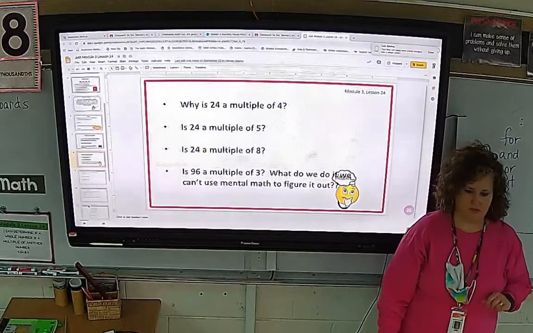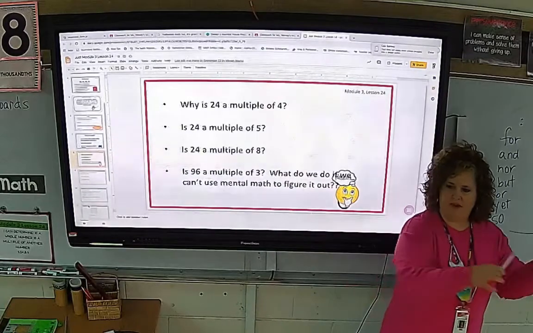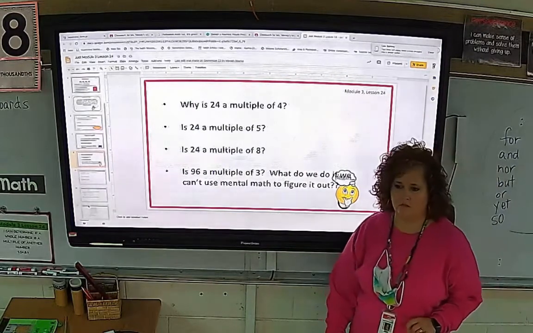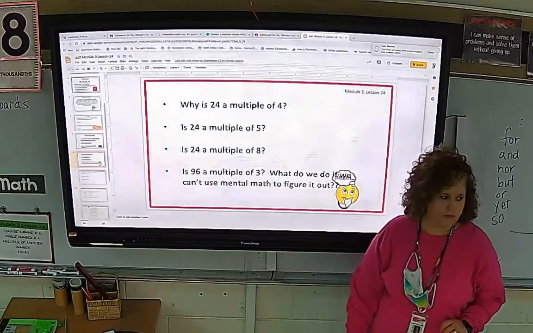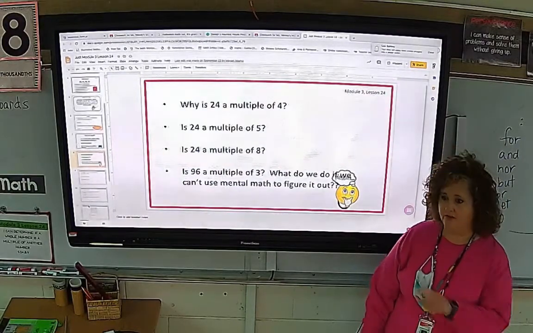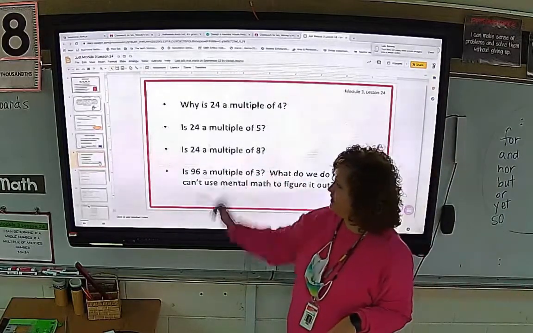Okay, here we go. Here's another question. Is 24 a multiple of 5? When I skip count by 5s, am I going to land on 24? Will, you're over there going, mm-mm. Why are you shaking your head now? Because if it's a multiple of 5, it ends in a 5 or a 0. Okay, multiples of 5 are going to end in 5 or 0. That's how you know that 5 is a factor, but it's also how you know it's a multiple of 5.